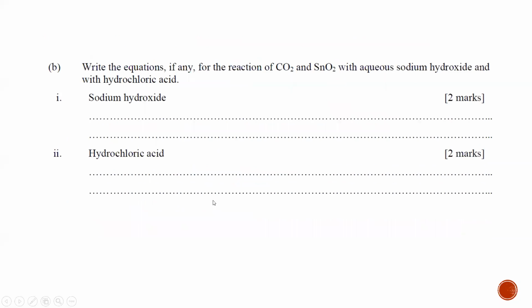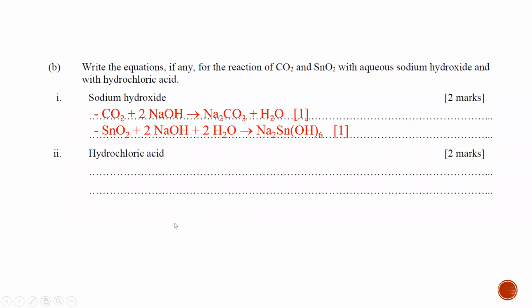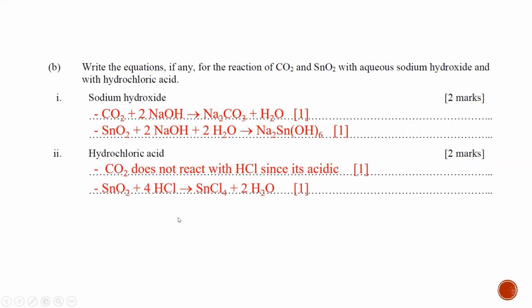Okay, so that is for 8A, and then we get B. Write the equation, if any, for the reaction of CO2 and SnO2 with the aqueous solution of sodium hydroxide and hydrochloric acid. So carbon dioxide is acidic, so you only have 1 mark in here. Tin(IV) oxide can also react with sodium hydroxide to form Na2Sn(OH)6. Whereas hydrochloric acid does not react with carbon dioxide, SnO2 reacts with 4HCl to give SnCl4 plus 2H2O. So that will be the properties of both carbon dioxide and tin(IV) oxide when dissolved in aqueous sodium hydroxide and also hydrochloric acid.